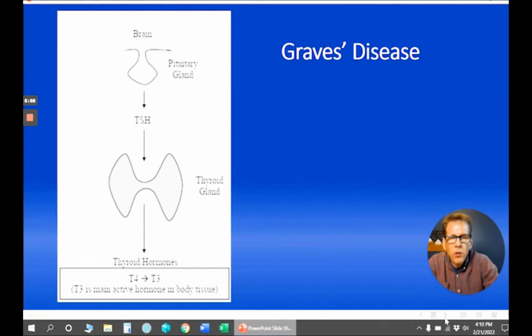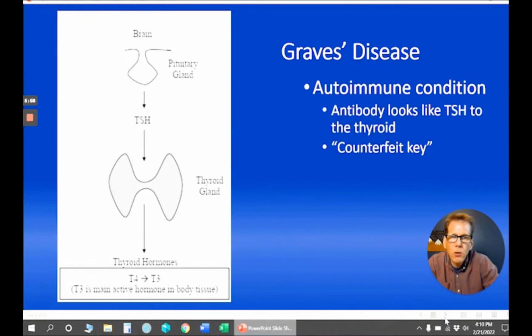Obviously, there would be a call in that situation to adjust the dose of thyroid hormone appropriately. So what happens in Graves' disease? Well, what we know is in Graves' disease, it's an autoimmune condition, meaning the body is able to react against itself. The immune system says, hey, that's not supposed to be here, and mounts an attack against part of the body, in this case, the thyroid gland. And what we see in Graves' disease is that there's actually an antibody, a specific antibody that is made that looks like TSH to the thyroid gland.